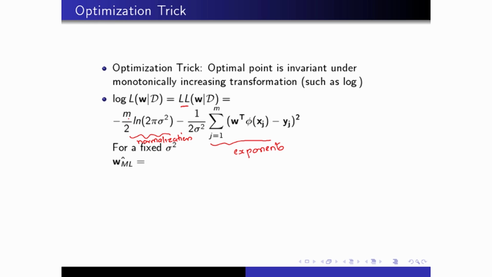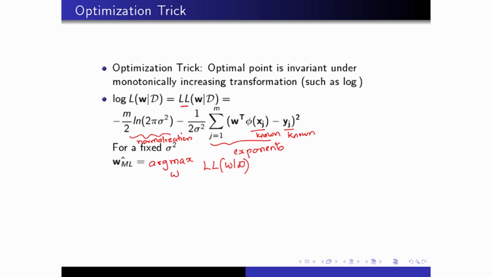Now recall that we want to maximize this log likelihood function, but this log likelihood function contains a sigma square, contains W, phi xj and yj. So phi xj, yj are known or fixed. W is unknown.